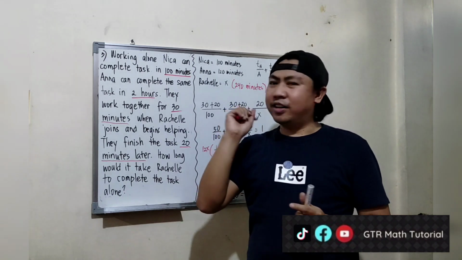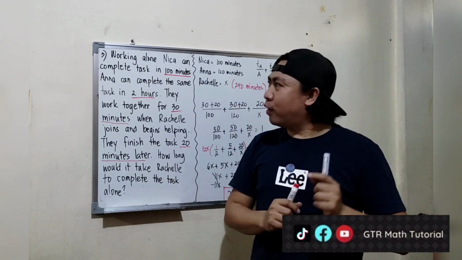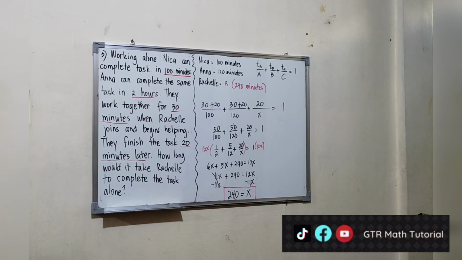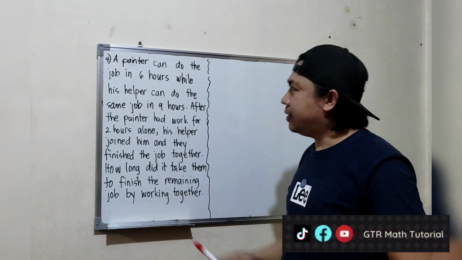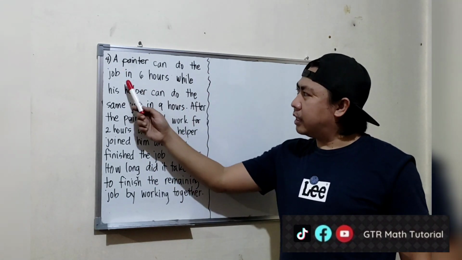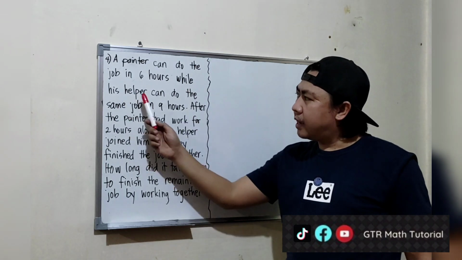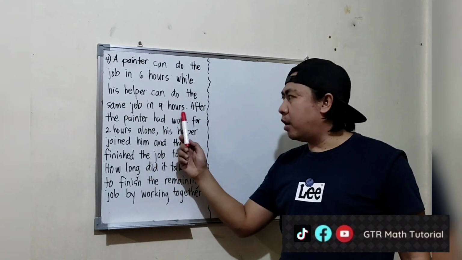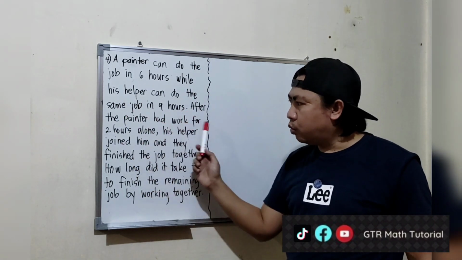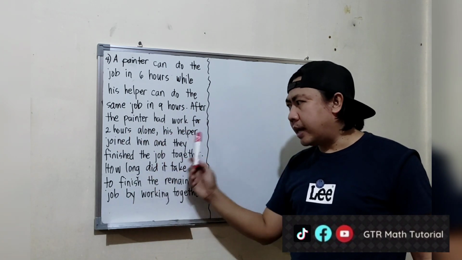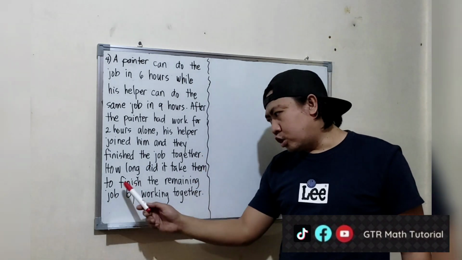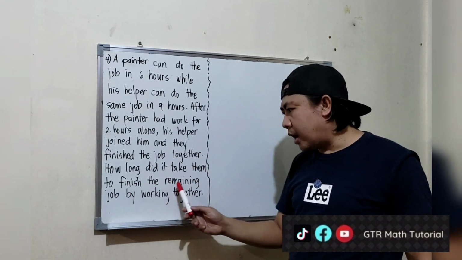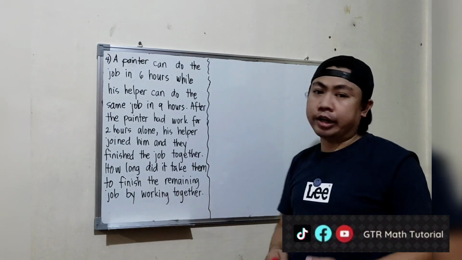Okay? So, next example, number 4. Okay, number 4. So, a painter can do the job in 6 hours while his helper can do the same job in 9 hours. So, after the painter had worked for 2 hours alone, his helper joined him and they finished the job together. So, how long did it take them to finish the remaining job by working together?